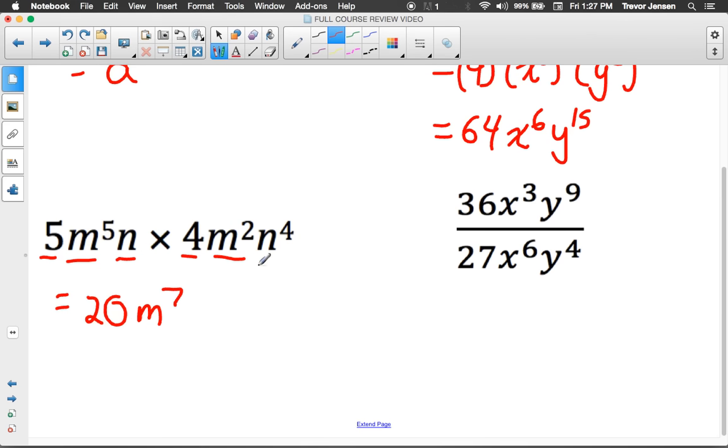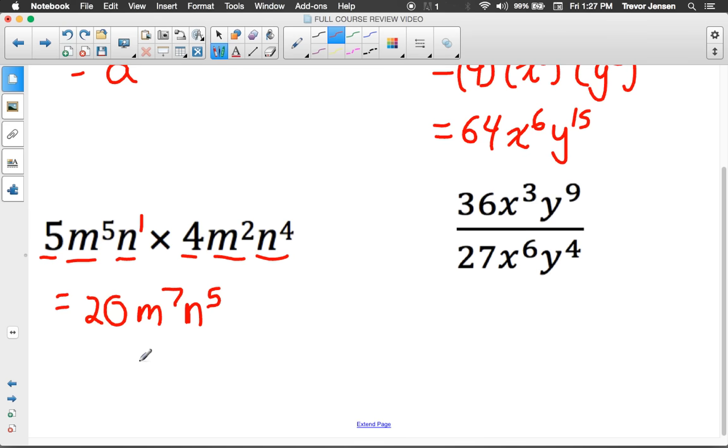Also, I have two powers of n that are being multiplied. So I can simplify that by writing it as a single power by adding the exponents. And keep in mind this n has an exponent of 1 even though you don't see an exponent there. So 1 plus 4 is 5.